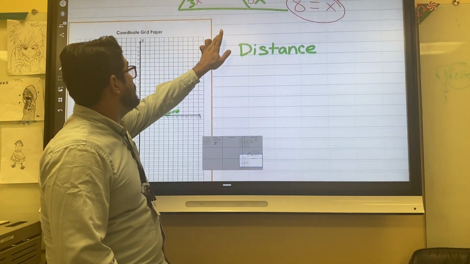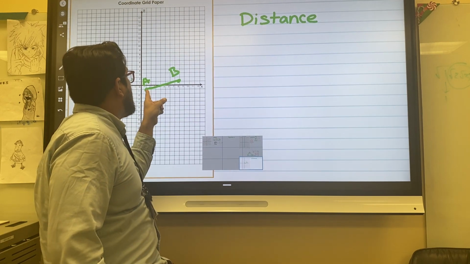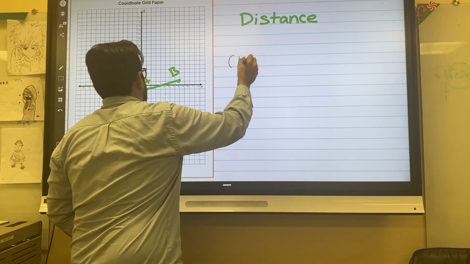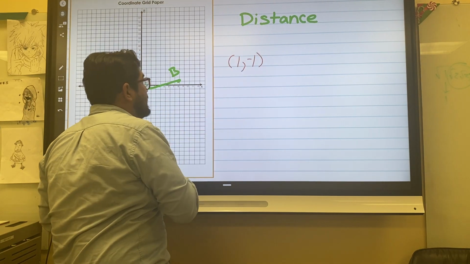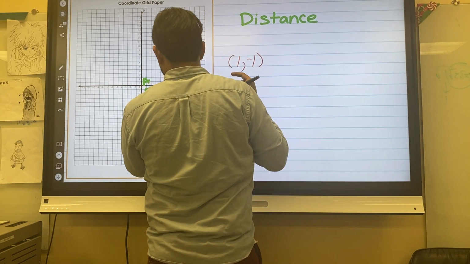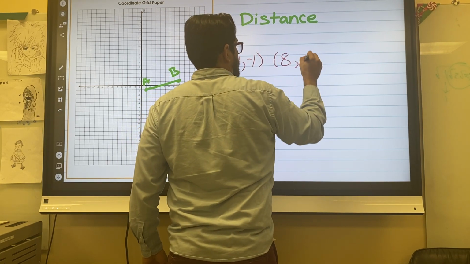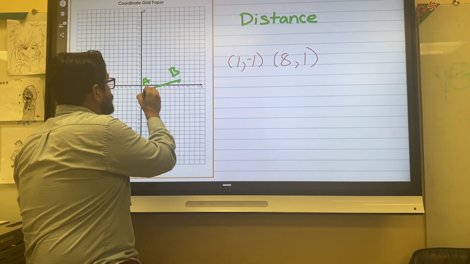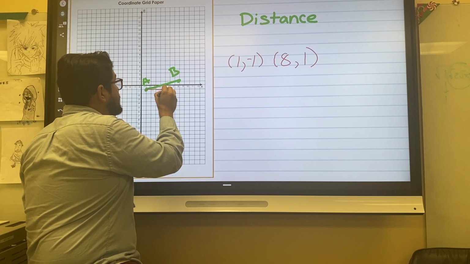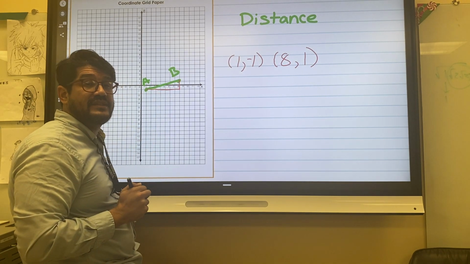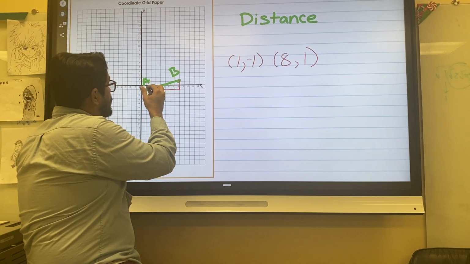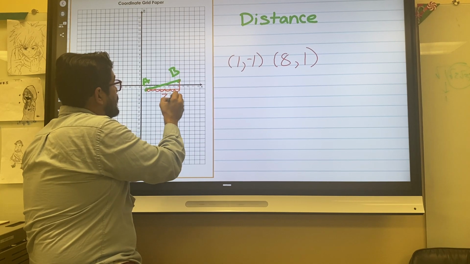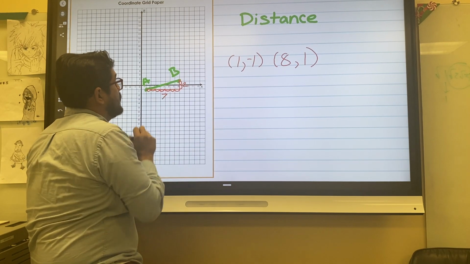Okay? The distance formula. How far is A from B? Now A is at 1, negative 1. B is at 8, 1. Okay? Now, I'm going to show you how to do it on here. So all you have to do is make a little right triangle, and now you can use the Pythagorean theorem. So from here to there, if you count the boxes, 1, 2, 3, 4, 5, 6, 7, and then you go up 2. So this is 7, 2.